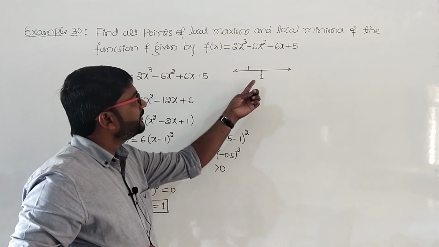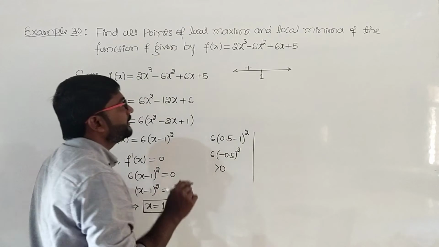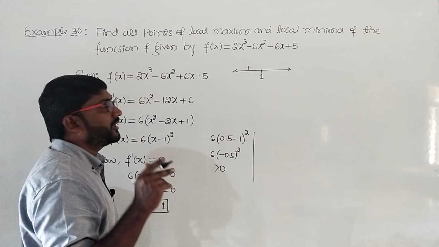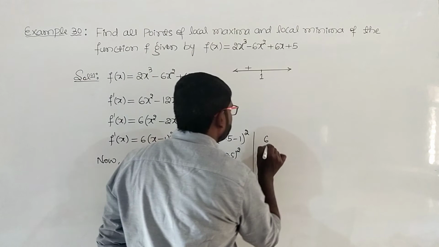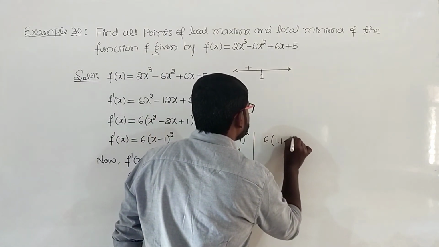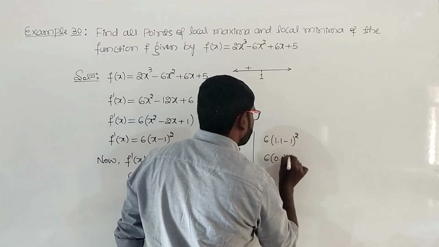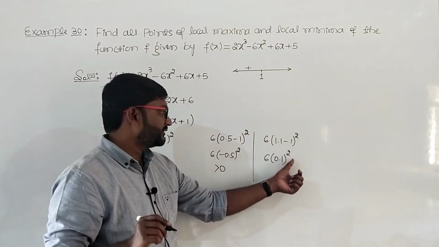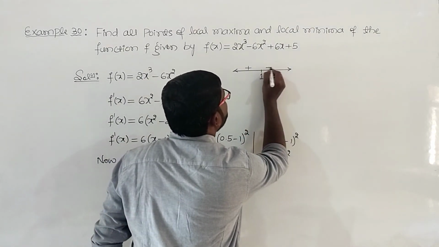Now take one value to the right of 1. We can take 1.1 or 1.2 or 1.5, anything, or you can take 2 also. So I will be taking 1.1. Substitute that 1.1 in f dash of x: 6 into 1.1 minus 1 the whole square. 1.1 minus 1 will be 0.1 the whole square. So now 0.1 the whole square value is positive. Positive into positive is again positive, that will be greater than 0. So here also we are getting a plus sign.